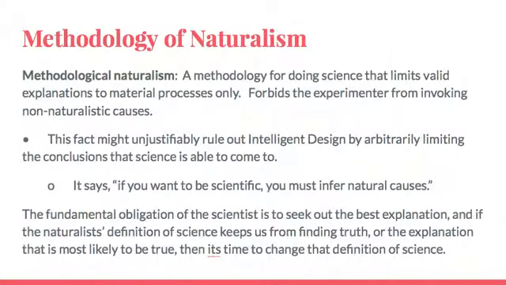Methodological naturalism is a methodology for doing science that limits valid explanations to material processes only. It forbids the experimenter from invoking non-naturalistic causes. This fact might unjustifiably rule out intelligent design by arbitrarily limiting the conclusions that science is able to come to. It says, if you want to be scientific, you must infer natural causes. The fundamental obligation of the scientist is to seek out the best explanation, and if the naturalist's definition of science keeps us from finding the truth or the explanation that is most likely to be true, then it's time to change the definition of science.